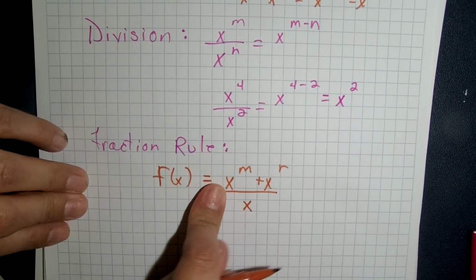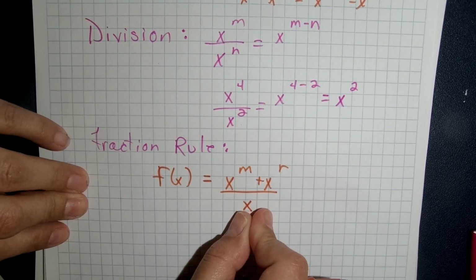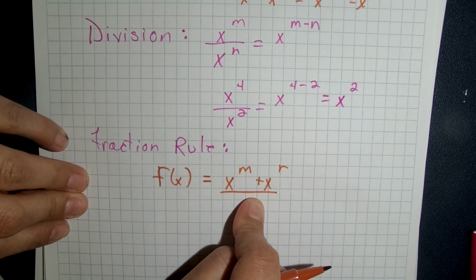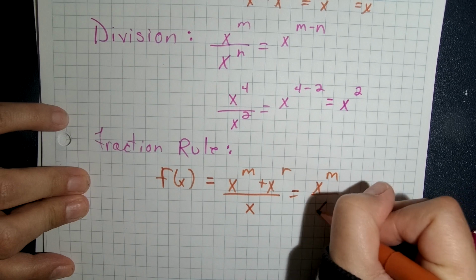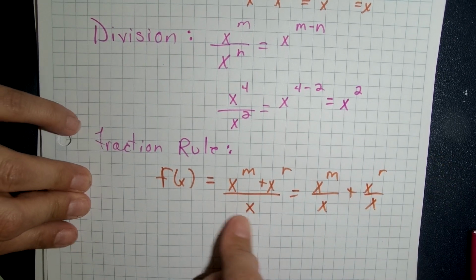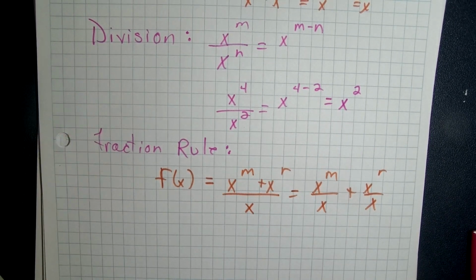My fraction rule says that because I have a term in the denominator, I can now use that term and split up the fraction. Let me show you what I mean. So it's going to be x to the m over x plus x to the r over x. Because when you have a divisor, you divide everything in the numerator by the denominator.